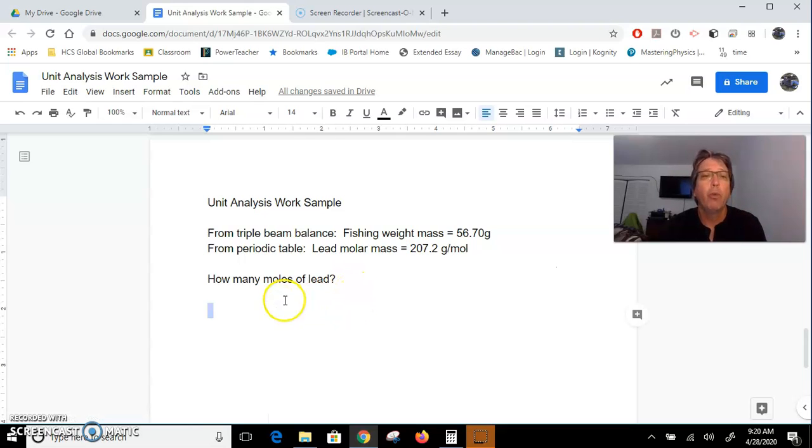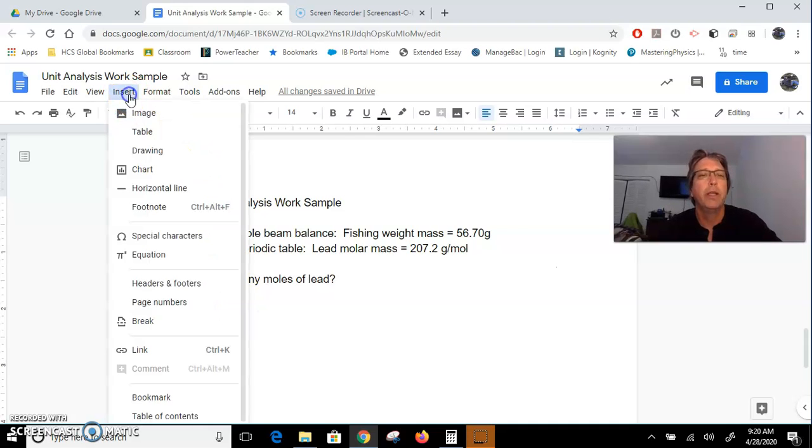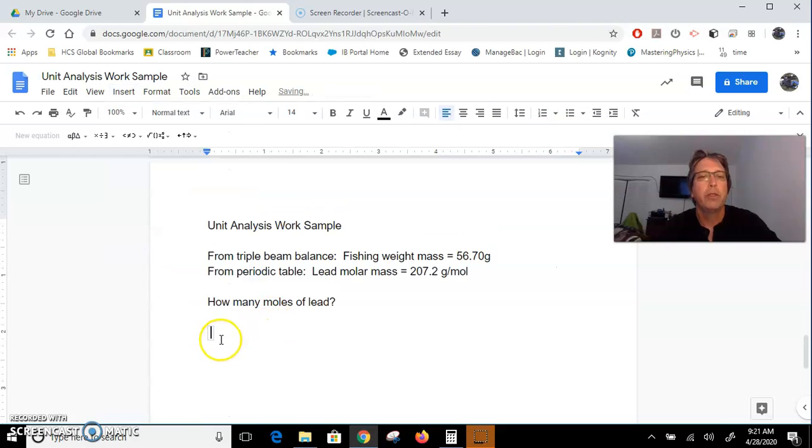So let's show the work in this Google Doc. We'll get my cursor here. And the first thing I'm going to do is insert equation. And that opens up our little equation editor. And I'm of course going to start with the mass that we've been given, 56.70 grams. And I'm going right up here to this cool little bar, and the second one I'm going to say times. So we're going to multiply.